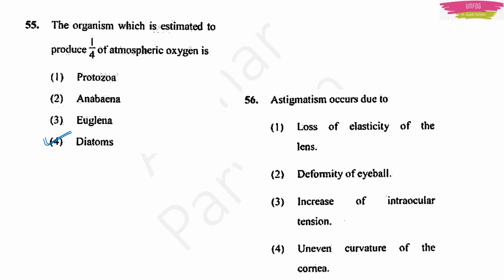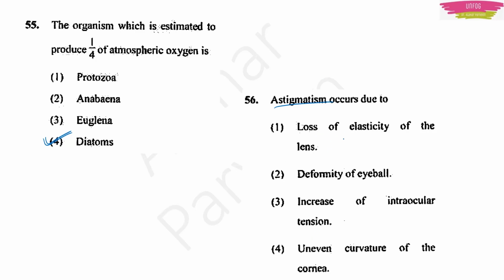Now next question. Astigmatism occurs due to. So what is astigmatism? So it is kind of an eye disorder which occurs when the cornea or the lens has a different shape than the normal shape. Okay. So let's look into the options.